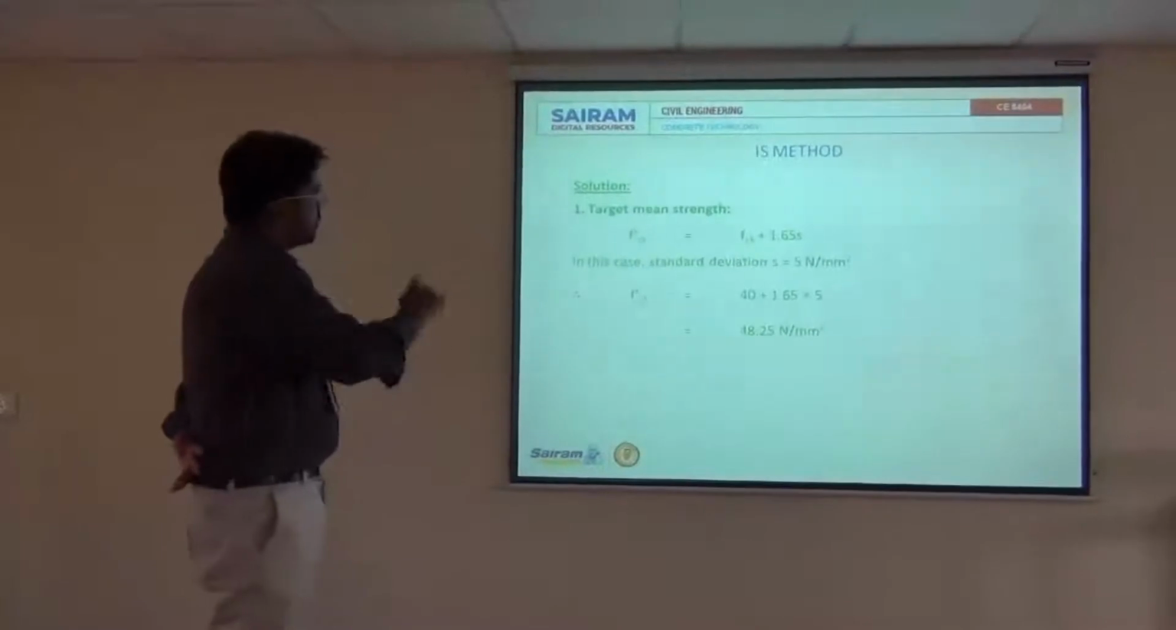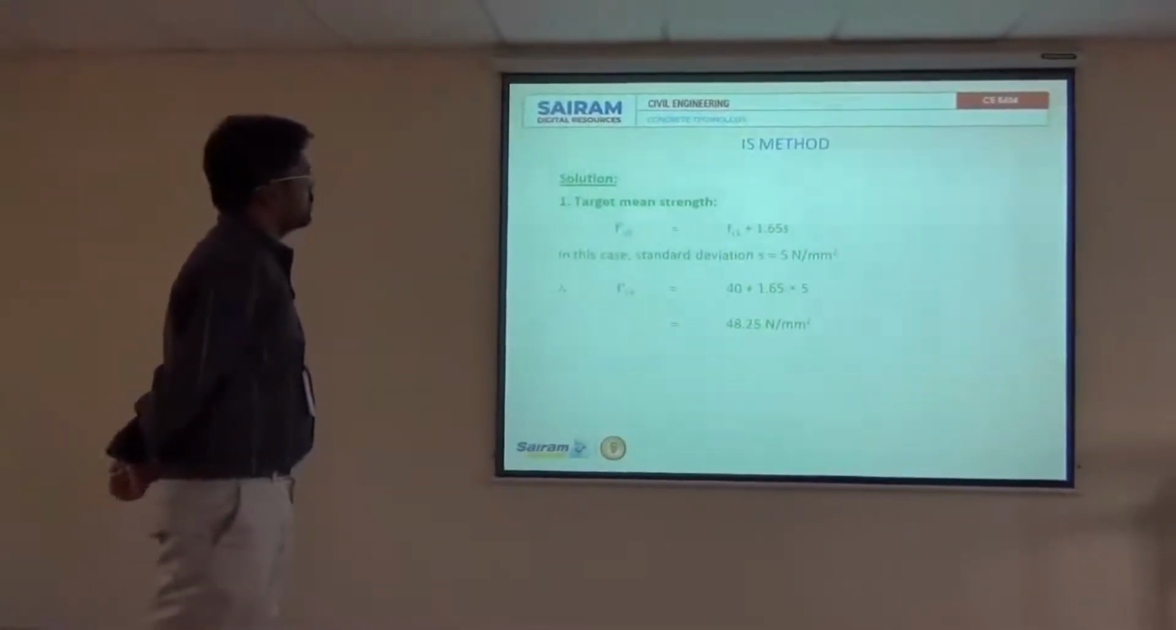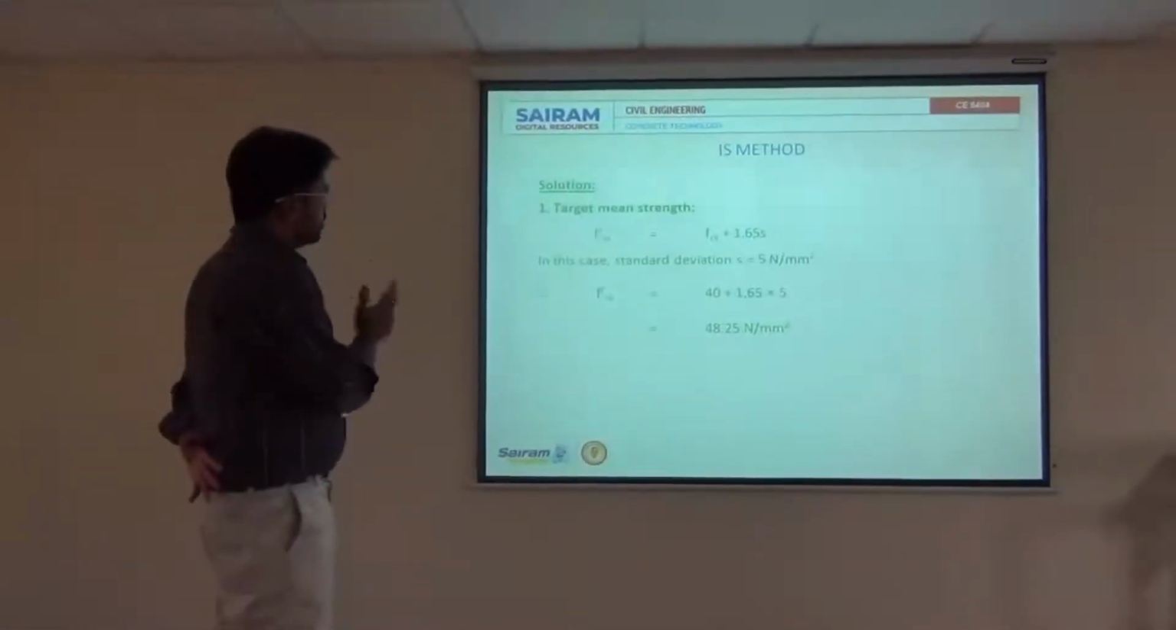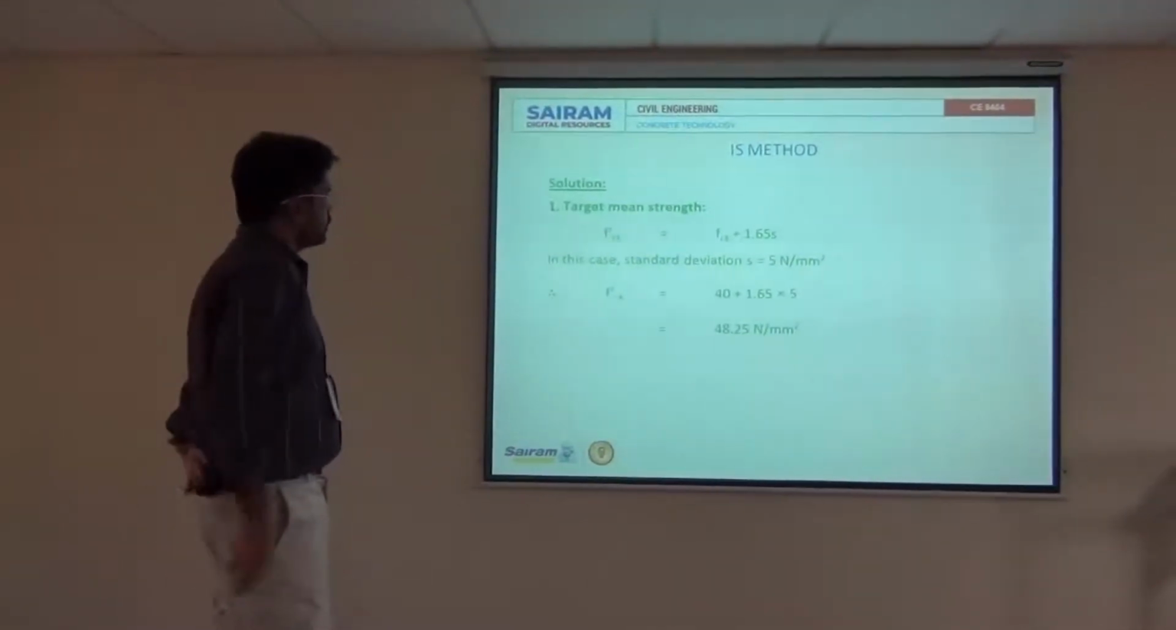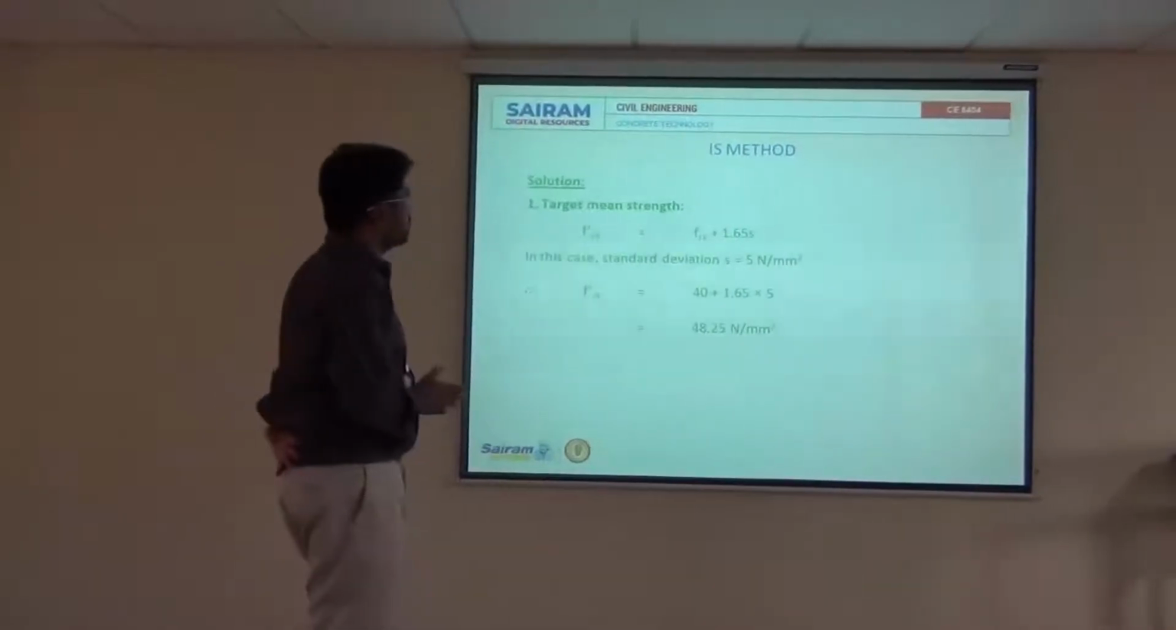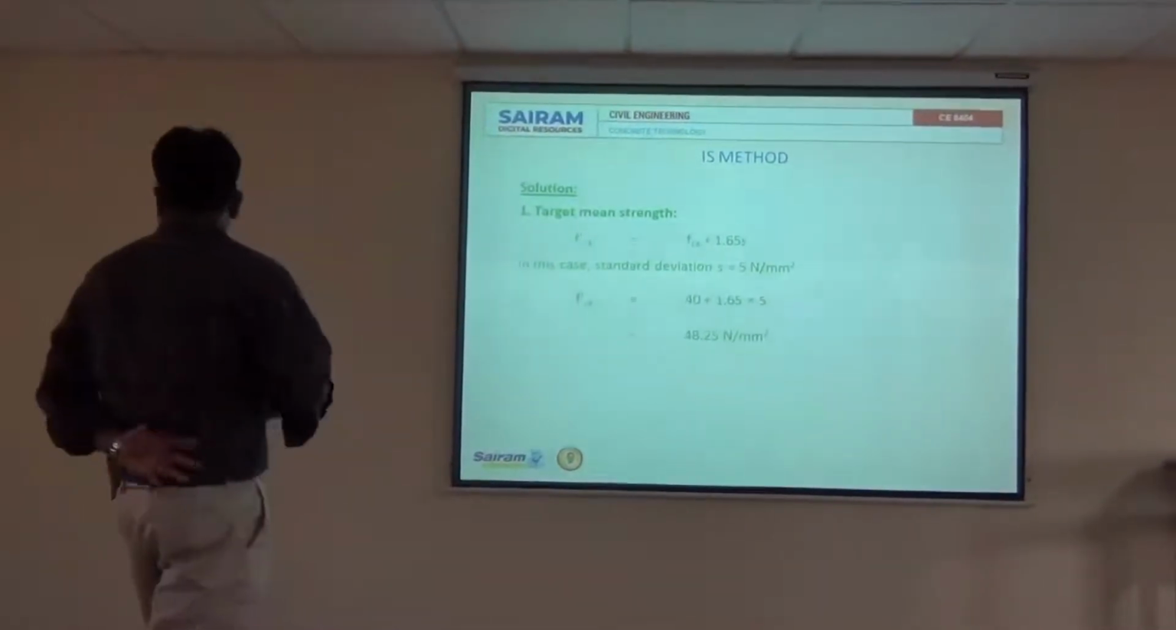Similar type only. We have to find the target mean strength, fck plus 1.65 s. Similar to what we discussed previously, the same routine steps here. So 40 plus 1.65 times the standard deviation for M40 grade. You get 48.25 Newton per mm square.